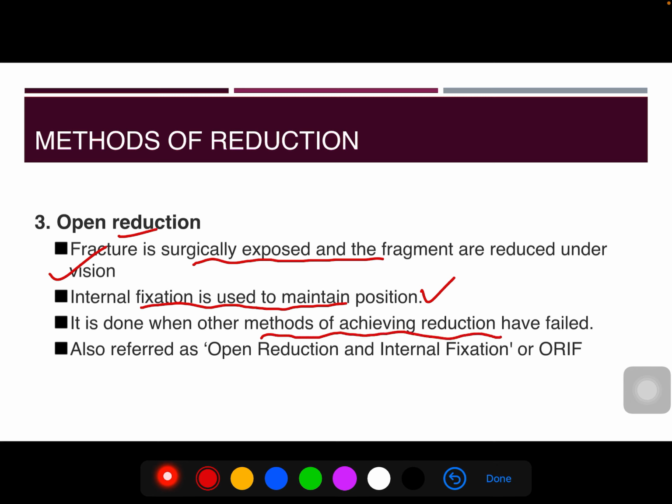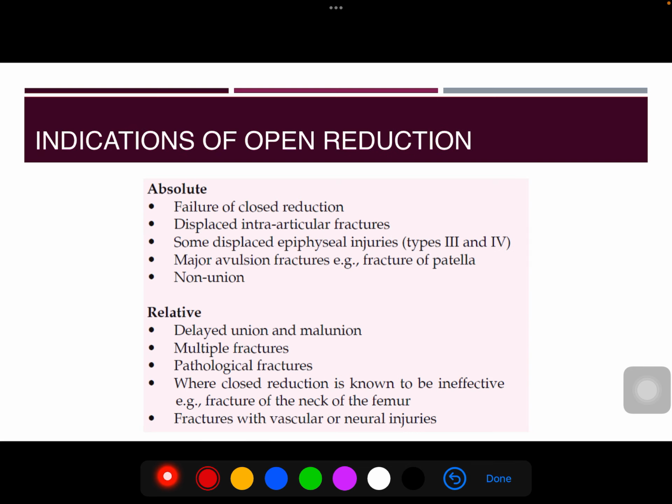So also referred to as open reduction and internal fixation, or ORIF. For the indication of open reduction, if there is failure of closed reduction, a displaced intra-articular fracture, some displaced epiphyseal injury, type 3 and type 4, a major avulsion fracture like fracture of the patella, and non-union, then we have to do the open reduction.